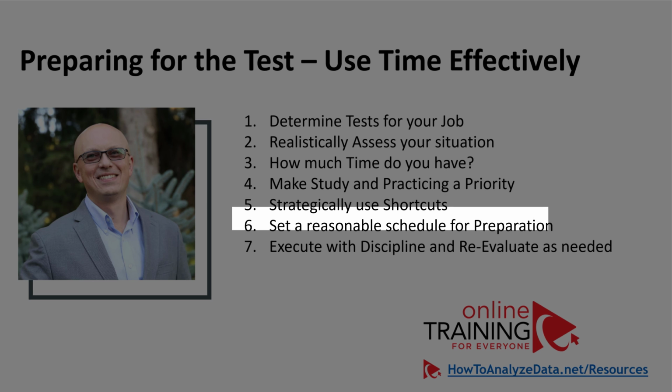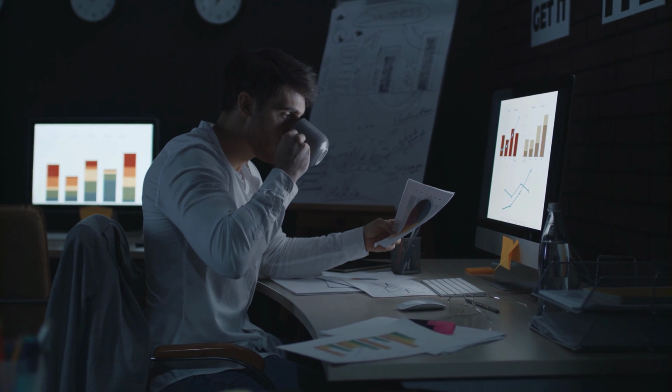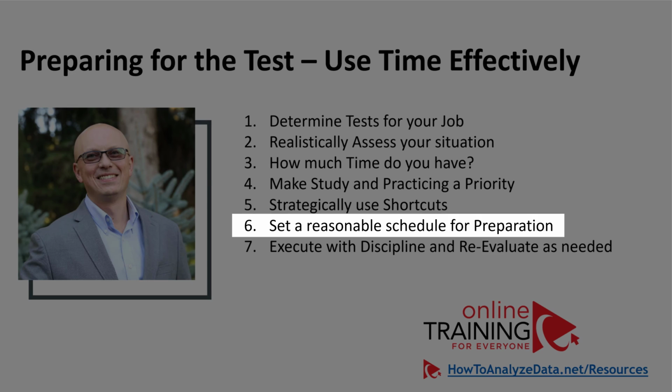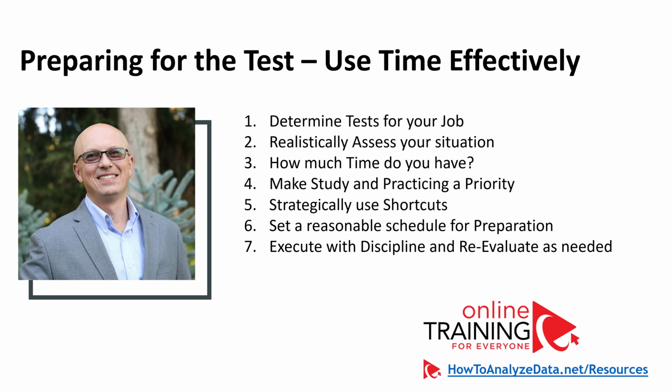You also want to make sure that you set a reasonable schedule for the preparation. You want to put on a schedule all other commitments that you have, and then find the available time to get ready and prepare for the test. The last but not least step is to execute with discipline and reevaluate as needed. If you find out that something is not working, it might be a good time to reevaluate and see how you can achieve target results and still complete all the goals that you set for yourself.